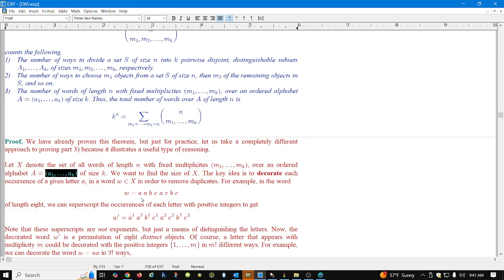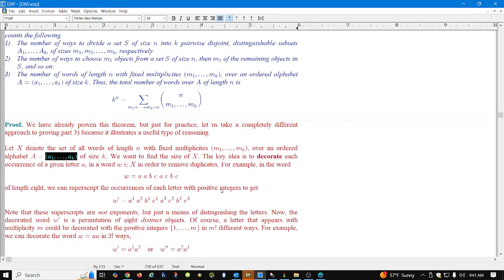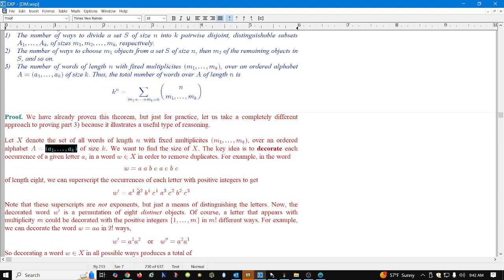And the way we're going to decorate the letters is with superscripts. They're not exponents, they're just superscripts. So A will get the superscripts 1, 2, and 3. B will get the superscripts 1 and 2, and C gets 1, 2, and 3. So for each letter, we start with 1, and we use as many superscripts as the multiplicity of that letter requires. Okay. What is the decorated word? It's a permutation of 8 distinct objects.